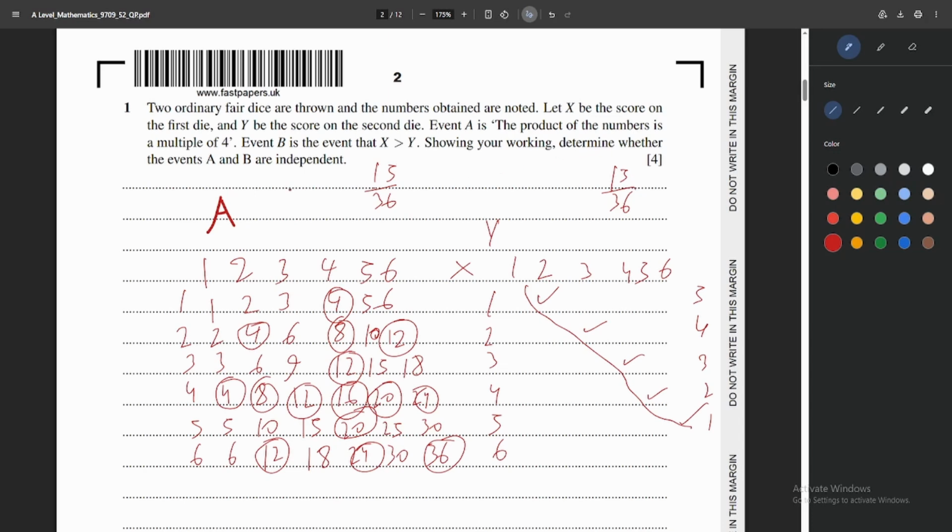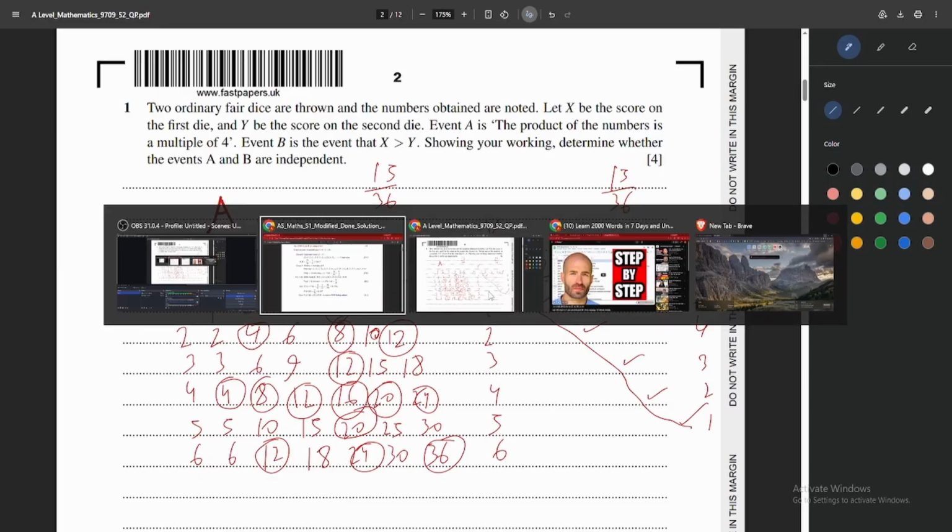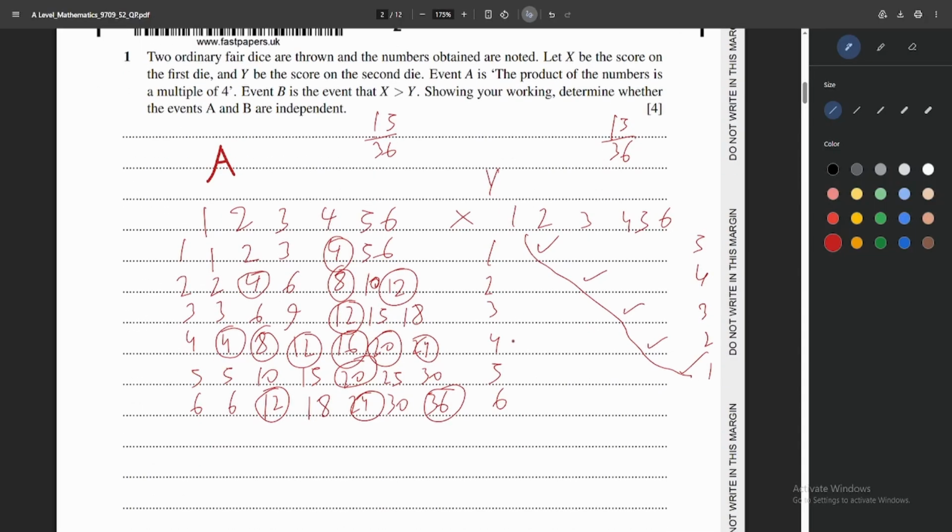Okay, so determine whether events A and B are dependent or independent. Two events are independent when the product of them, P of A into P of B in this case, is equal to the probability of the intersection. So basically if we multiply these two probabilities and it is equal to the intersection, then we will know their independence.